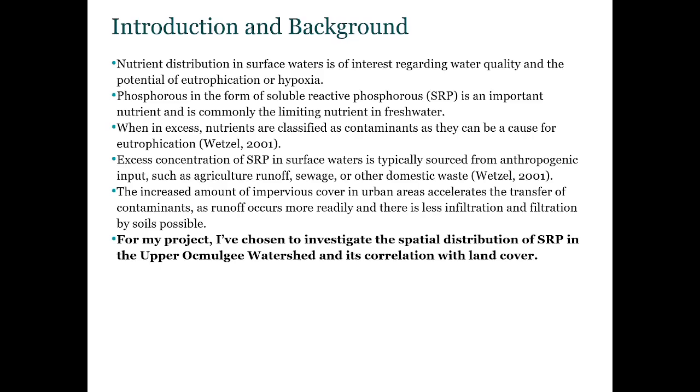That land use component comes in when we're considering the anthropogenic sources like agricultural runoff or sewage, and then also the transfer of these nutrients to streams. So an increased amount of impervious cover, for example, in urban landscapes could lead to higher transfer of SRP.